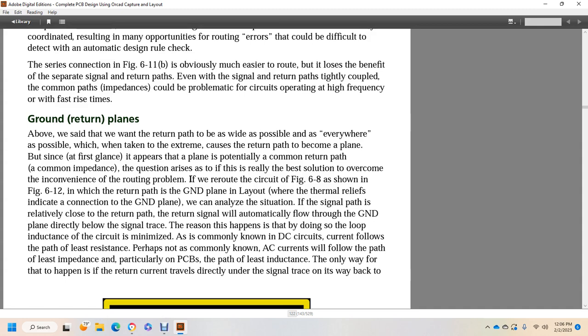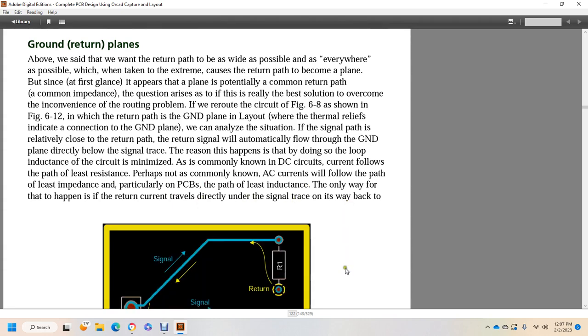If we reroute the circuit in figure 6.9A, as shown in figure 6.12, in which the return path is a ground plane in the layout, and whether the thermal relief is inductive in the connection with the ground plane, we can analyze the situation. If the signal path is relatively close to the return path, the return signal will automatically flow through the ground plane directly below the signal. The reason it happens is that the loop inductance of the circuit is minimized. With the common node of a DC circuit, the current flows along the path of least resistance. Perhaps not as commonly known, AC circuits will follow the path of least impedance, in this particular PCB path, the path of least inductance. The only way for that to happen is for the return current to travel directly under the signal trace on its way back.